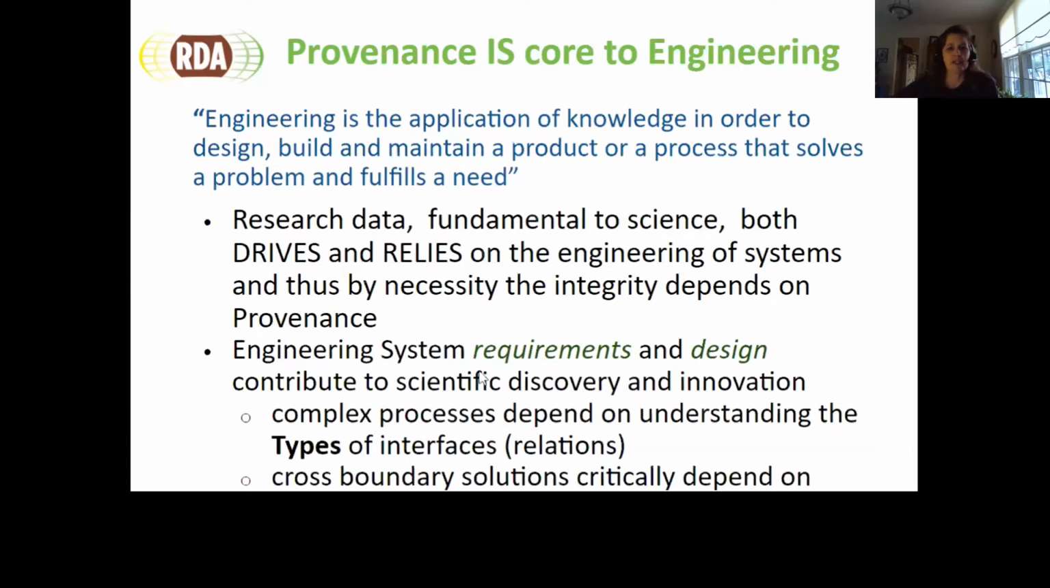And again, just looking at engineering systems and systems engineering in general, there's a very strong dependency on what are requirements and what is design. And again, that all feeds into developing provenance in research data. And you have to understand in systems engineering what are the types of interfaces, which translate to relationships in provenance. And the other thing with engineering is, with all these interfaces, you're often crossing boundaries between multiple different types of components and systems. So just putting a little plug in for FAIR.